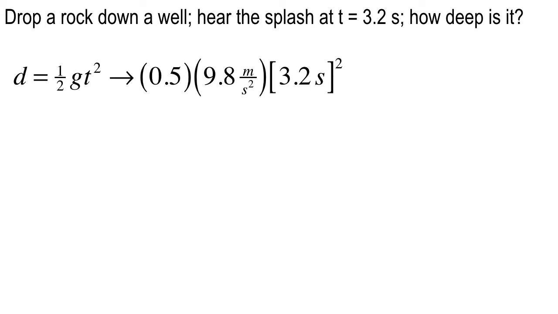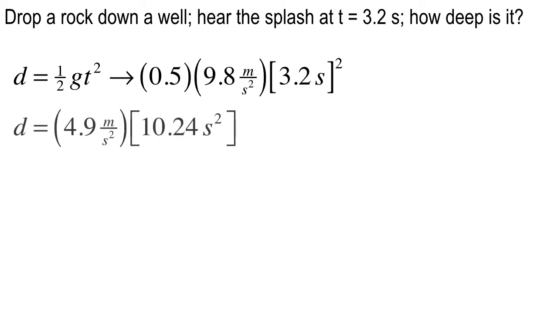So what I normally do is, here's my plug-in over here: 0.5 for 1/2, 9.8 meters per second squared for g, and 3.2 seconds, quantity squared for the t squared. That's the drop time. Now my first term in the second equation of the equation block, the parenthesis, is 0.5 times 9.8.